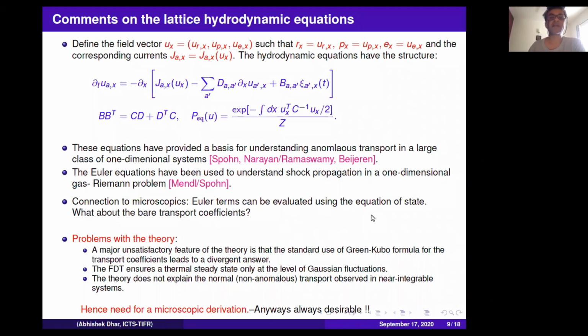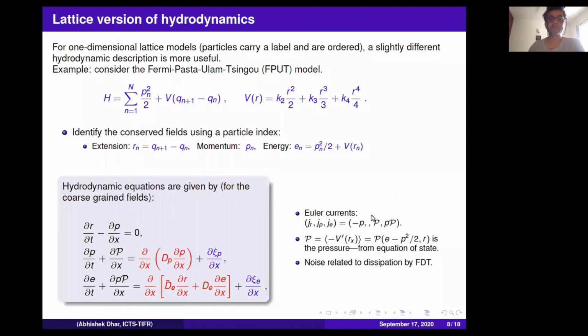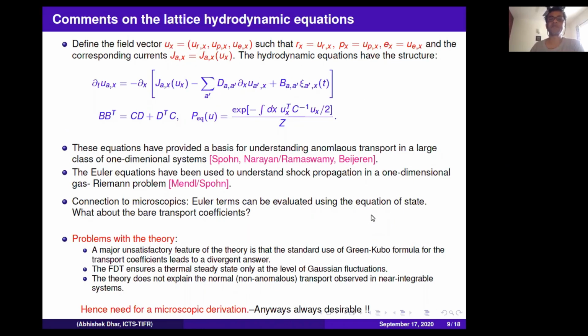Okay, some comments on this lattice hydrodynamic equation. I just want to introduce some notation. There are three conserved quantities, and I'll introduce this field vector u(x), which consists of the stretch field, momentum field, and energy field at different points x. These are the three, and the corresponding currents are denoted by J_a(x). A is the field index and x is the space index.